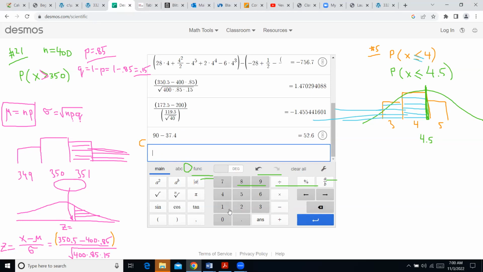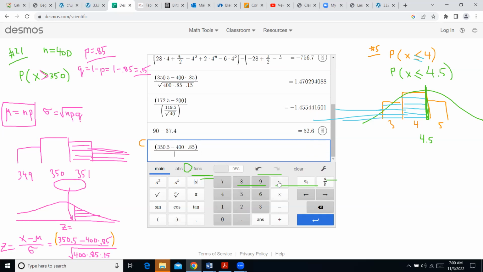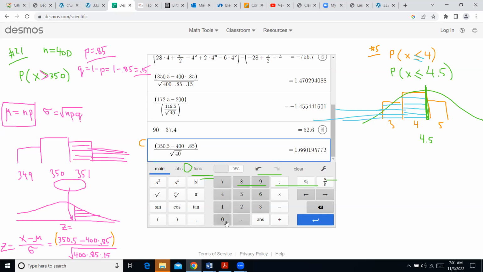So let me do this. I get this: 350.5 minus 400 times 0.85, in the parentheses, and then divide by the square root of 400 multiplied by 0.85 and also multiplied by 0.15. So we got this.